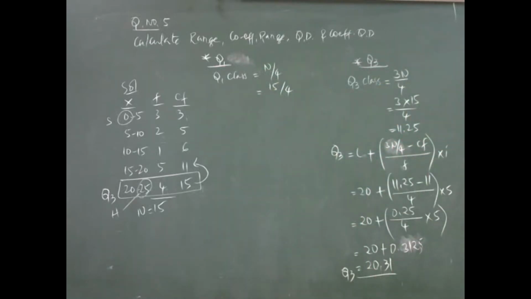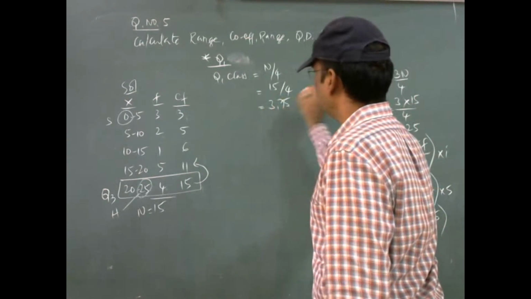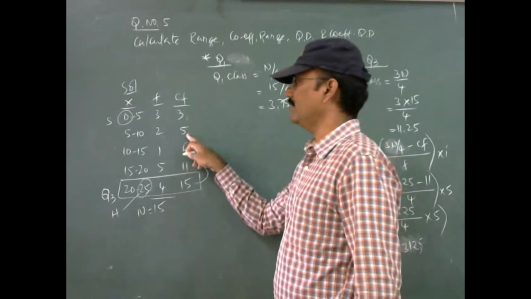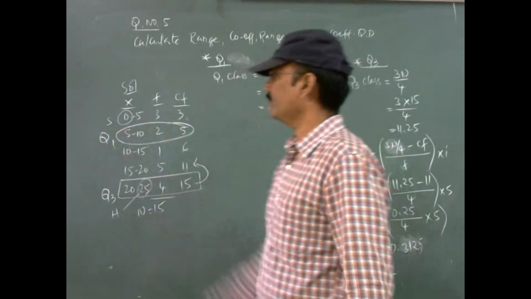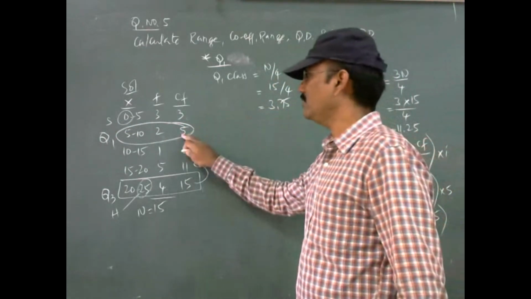What is n here in the question? n is 15. So 15 divided by 4 you have to find. The answer comes 3.75. Check the 3.75. 3 is over here, and 3.75 is more than 3, so the value comes here. This area belongs to the Q1 class, 5 to 10.